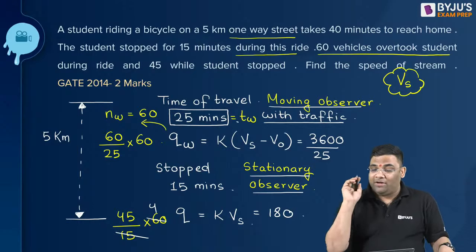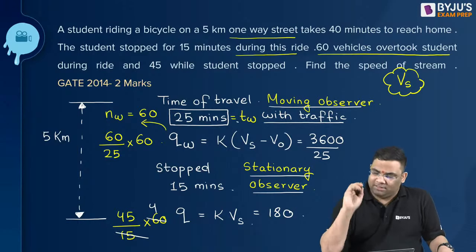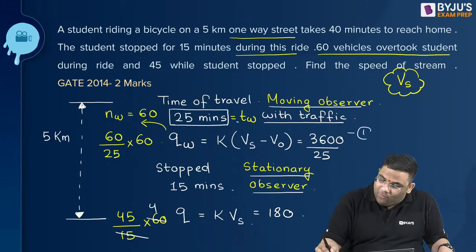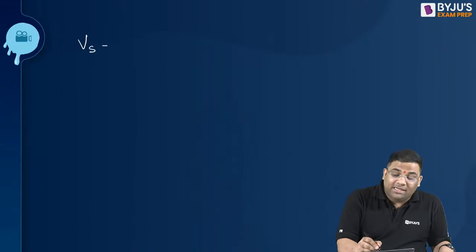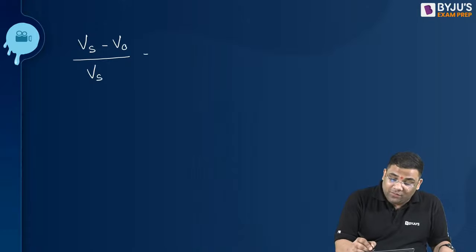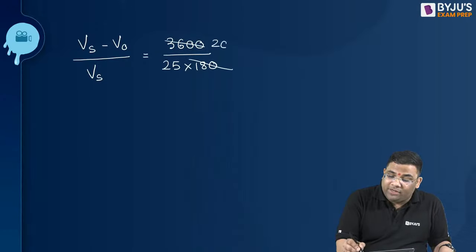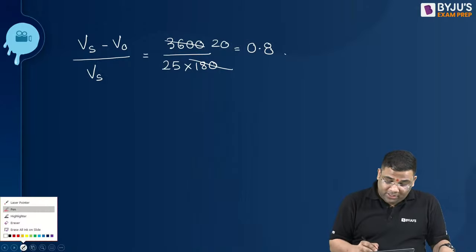Can you find out the Vs now? Yes. Just divide equation number 1 by equation number 2. What you will get? (Vs - V0)/Vs will be equal to (3600/25)/180. I'll get 20 by 25, which is 0.8.